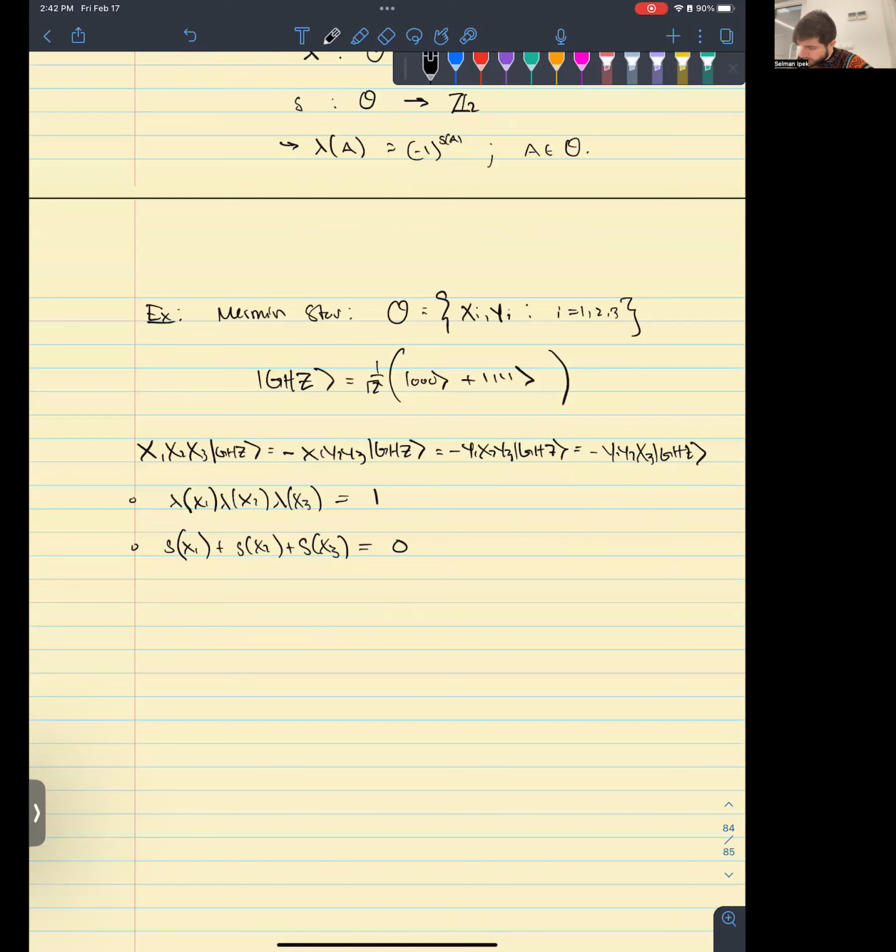So we can also write the other relationships similarly: s of x1 plus s of y2 plus s of y3 equals 1, s of y1 plus s of x2 plus s of y3 equals 1, s of y1 plus s of y2 plus s of x3 also equals 1.